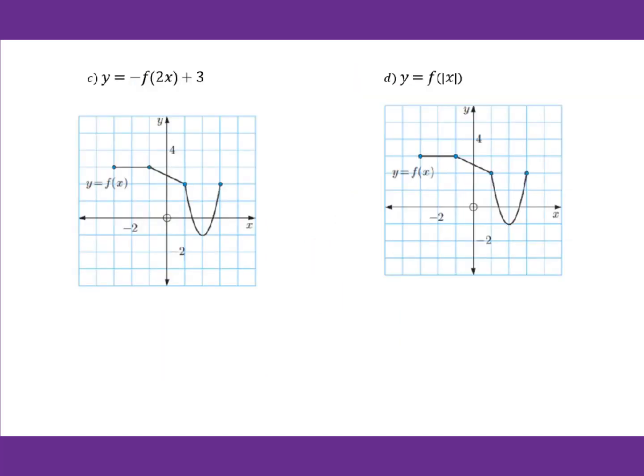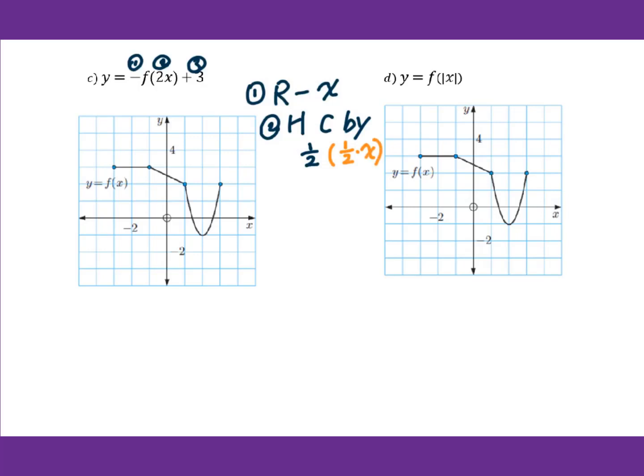Now let's go to C. Negative f of 2x plus 3. Transformation 1, 2, 3 steps. First step, that's a reflect across x-axis. Second step, that's a layer. Therefore, horizontally compressed by factor of 1 over 2. In other words, your x coordinate divided by 2. Third step, go up 3 units.